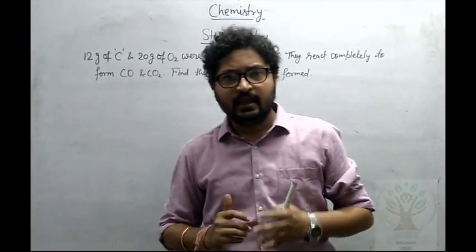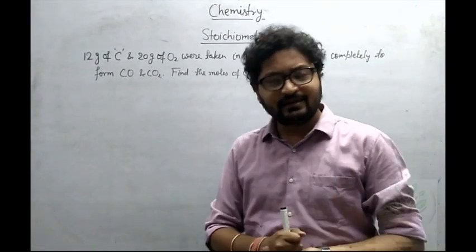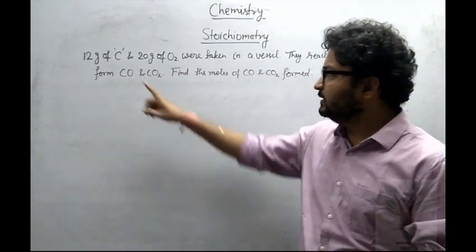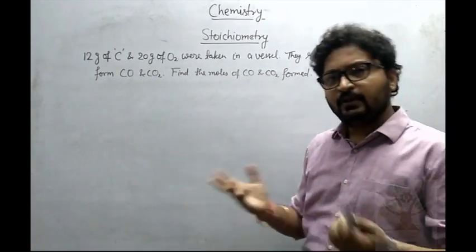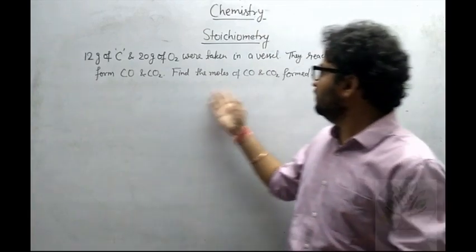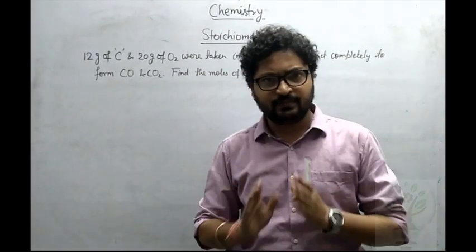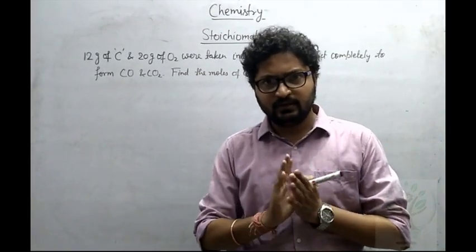Now, next question is, if we have 12 gram of carbon and 20 gram of O2, we took them in a vessel and we performed a reaction. They are reacting completely and they are forming CO and CO2. You just have to find the moles of CO and CO2 formed. Okay. Question is clear? Should I repeat?